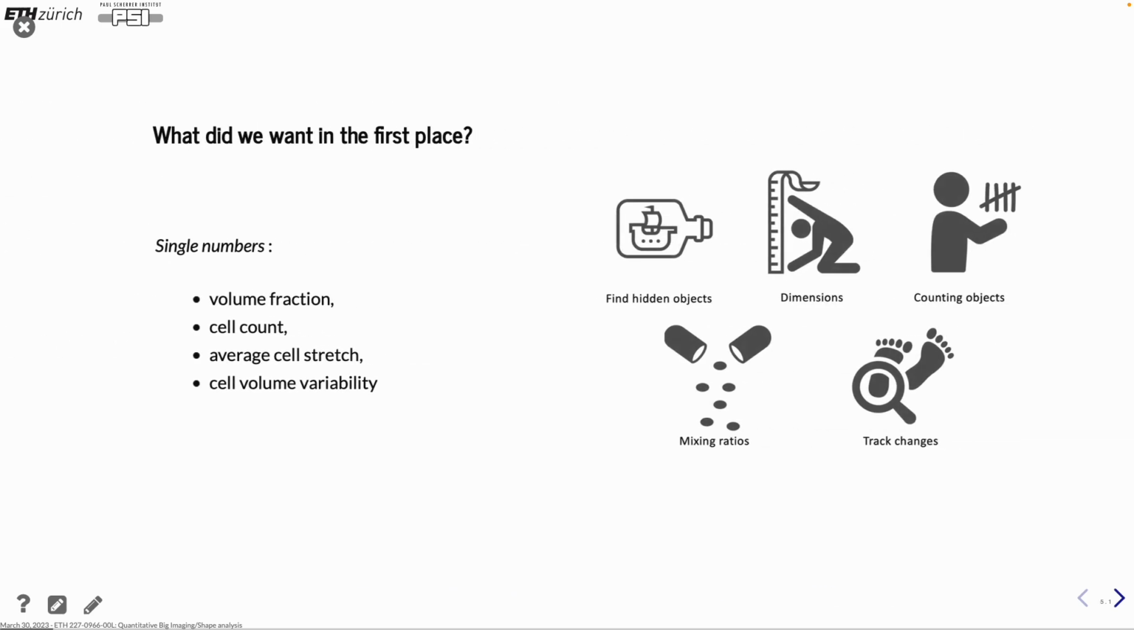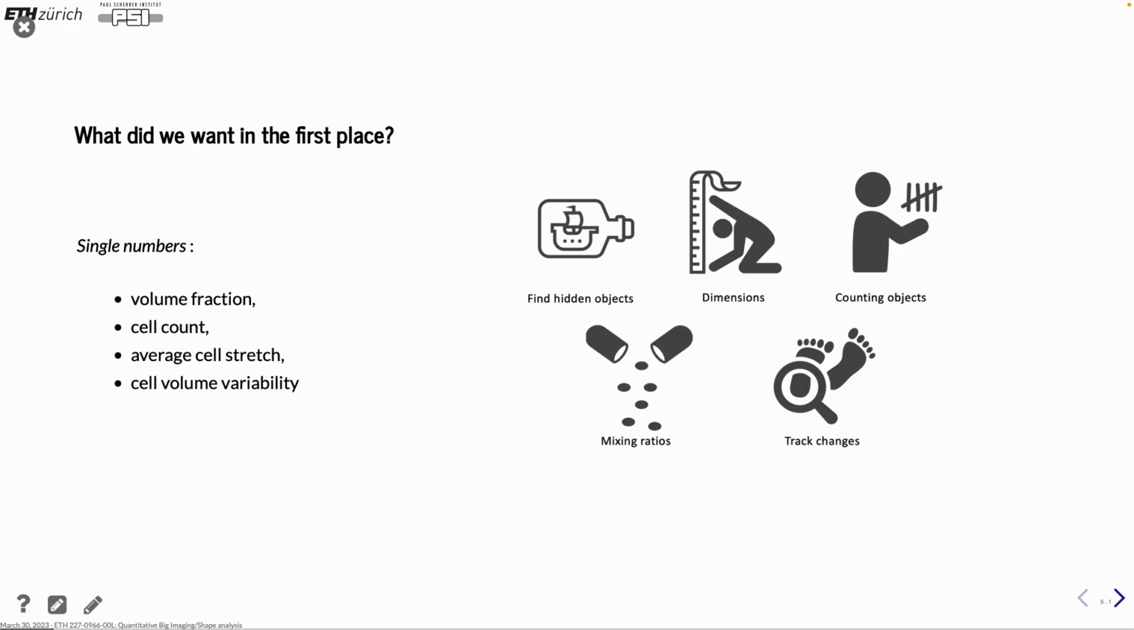So now we want to look into what we want to know. We want single numbers. We want, for example, volume fractions. How much material is there, or how much of the material we want. It could also be that we want to count objects between images, or different experiments. Maybe we want to know the average cell stretch or volume, things like that. And in principle, what we're looking for are things like these. Find hidden objects is one thing. We want to know dimensions and the counting, also mixing ratios, sizes of things.